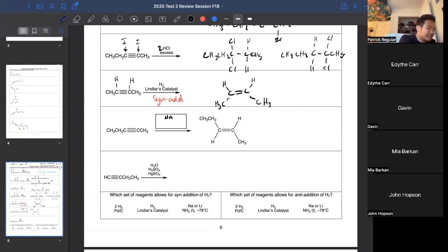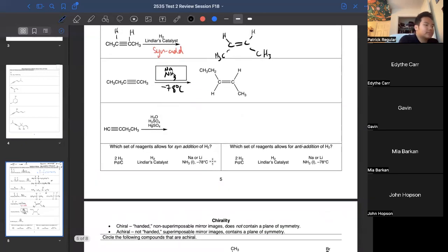This one is a little bit of a toughie: Na and NH3, any kind of alkali metal, like sodium or lithium or potassium, and ammonia, and then really cold temperatures. This is a pretty big toughie. You can use Na or lithium. Lithium is another really popular one. Lithium is very reactive as well.